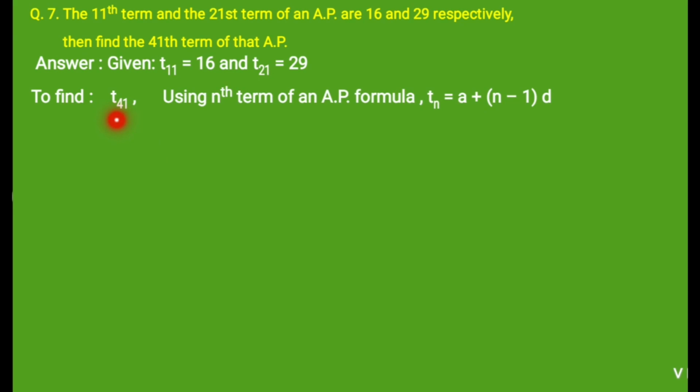So we write here, to find T41 using the nth term of an arithmetic progression formula, we write Tn equals a plus n minus 1 into d. So using the given values, T11, that means taking n as 11, we write one equation. Taking n as 21, we write a second equation, and solving that simultaneous equation, you get the values of a and d.